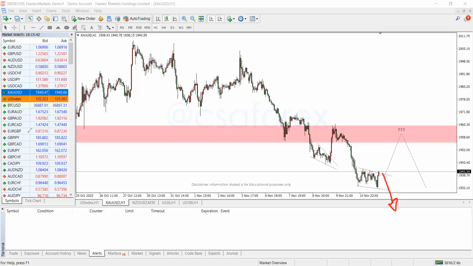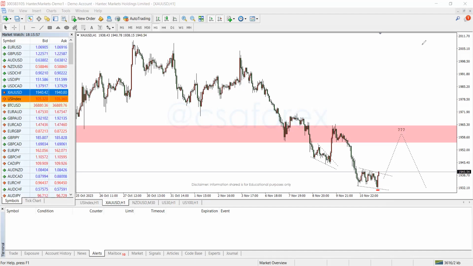But with that said, from what we have right in front of us, if you look at it very well, it seems to be trying to break out of this triangle, of this wedge over here. And you can see we have a bullish engulfing here to support that.